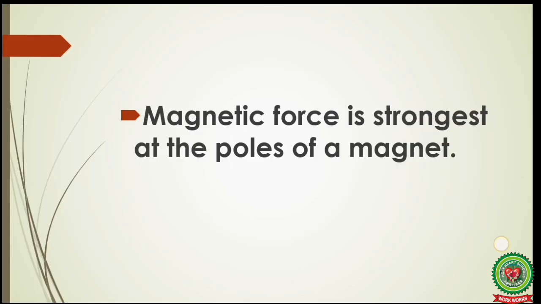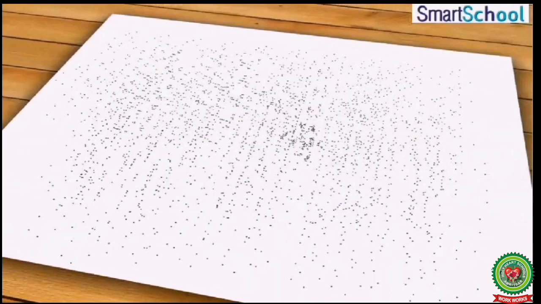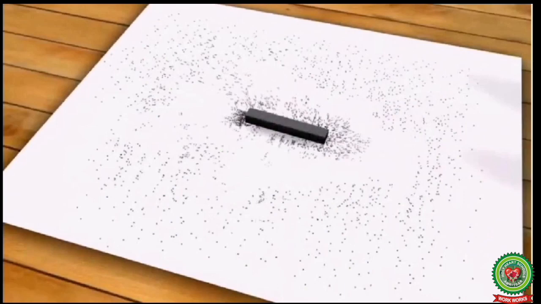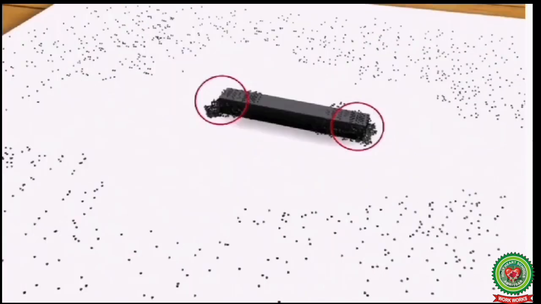Next property is magnetic force is strongest at the poles of a magnet, that is at the ends of a magnet. We have discussed this property already with the help of one activity. Just take a white cardboard sheet and sprinkle some iron filings on it. Now place a bar magnet in the center of the cardboard sheet and tap the board gently 2 to 3 times. You will see that maximum iron filings get attracted towards the ends of the magnet, that is at the poles of a magnet, than any other part. It means that magnetic force is strongest at the poles of a magnet, right?